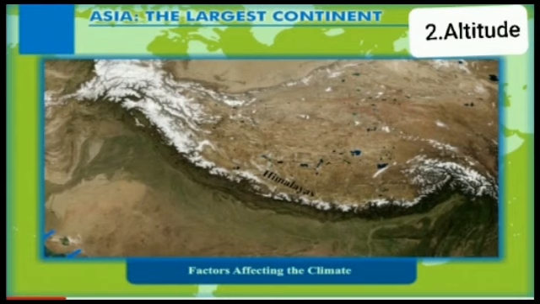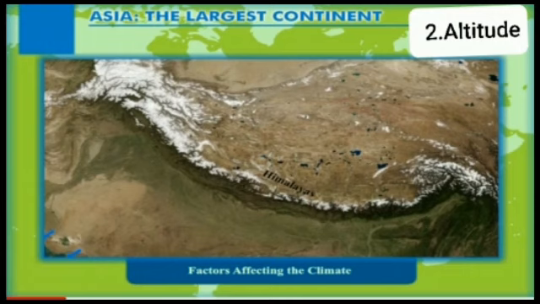Number two, altitude. Now, what do you mean by altitude? It's the height of a place above mean sea level. Due to the high altitude, the climate in the mountainous region of Asia, mainly in the central mountain belt, is of tundra type. The central mountain also runs in an east-west direction, acting as a climatic barrier.